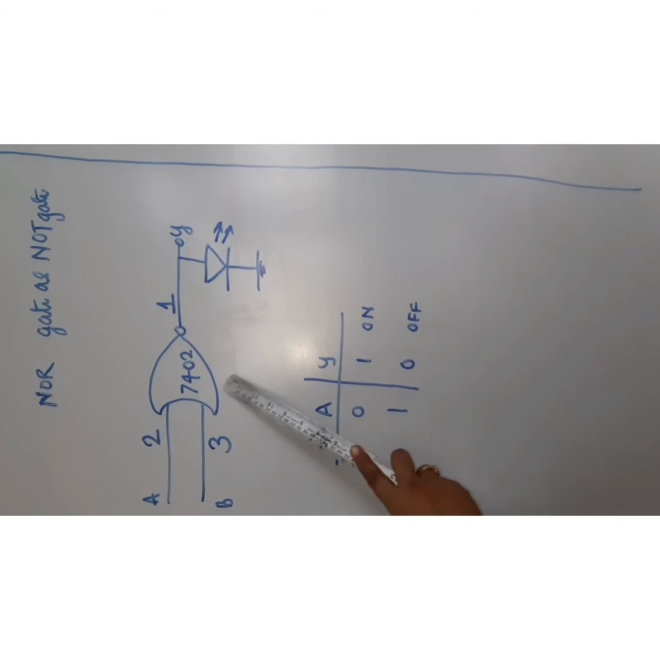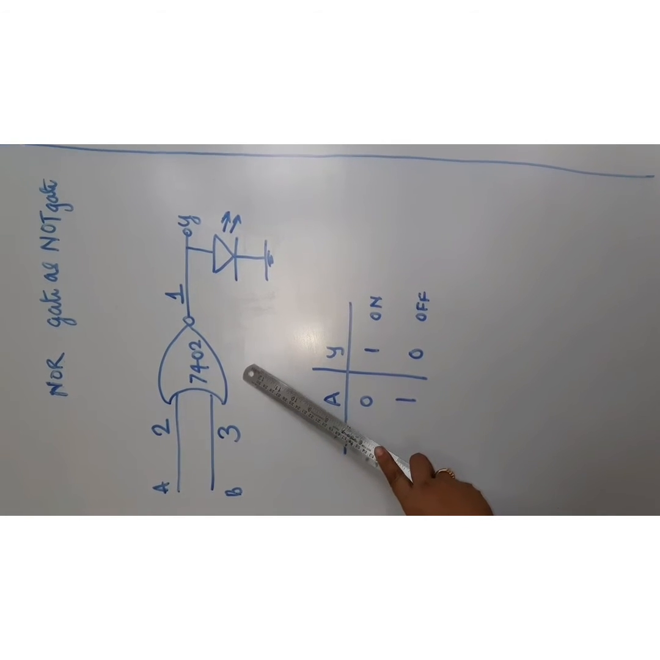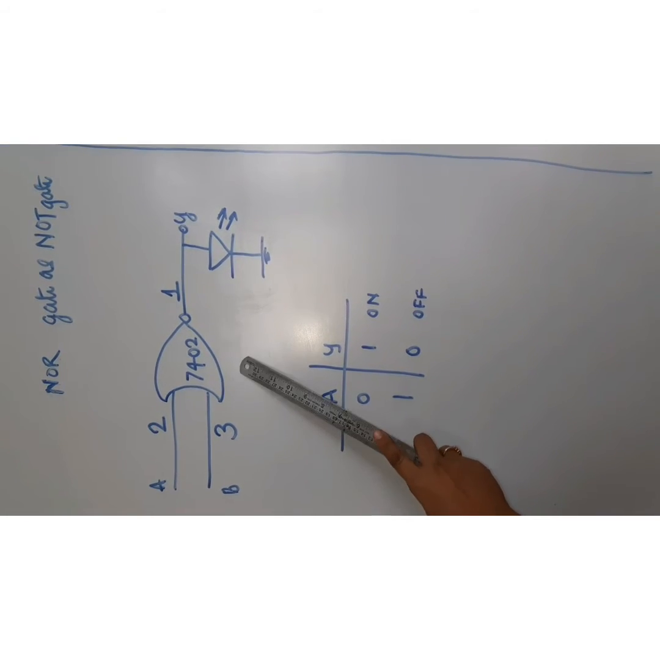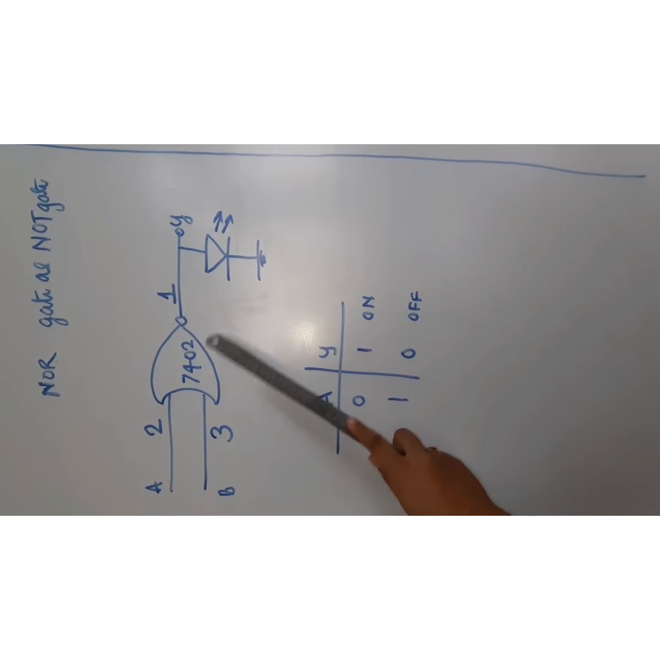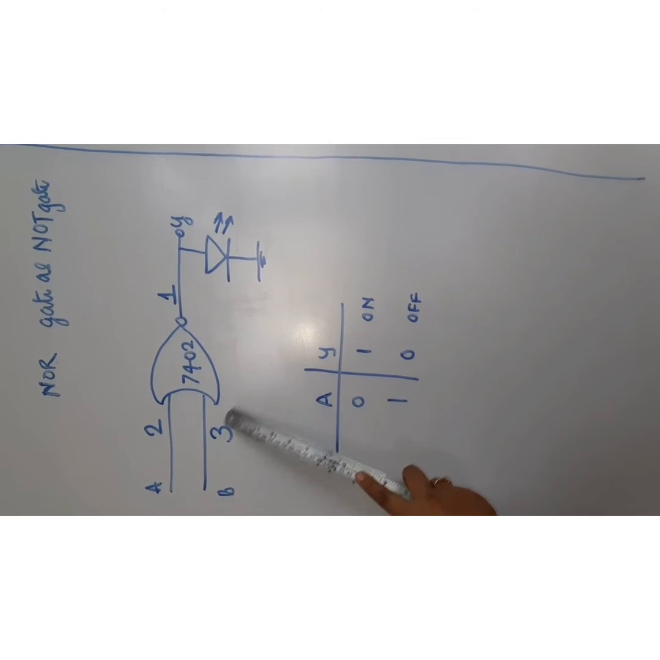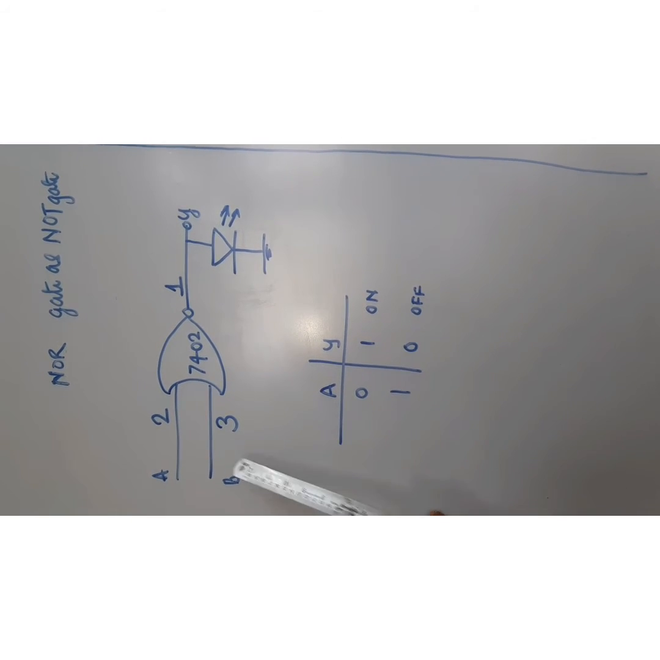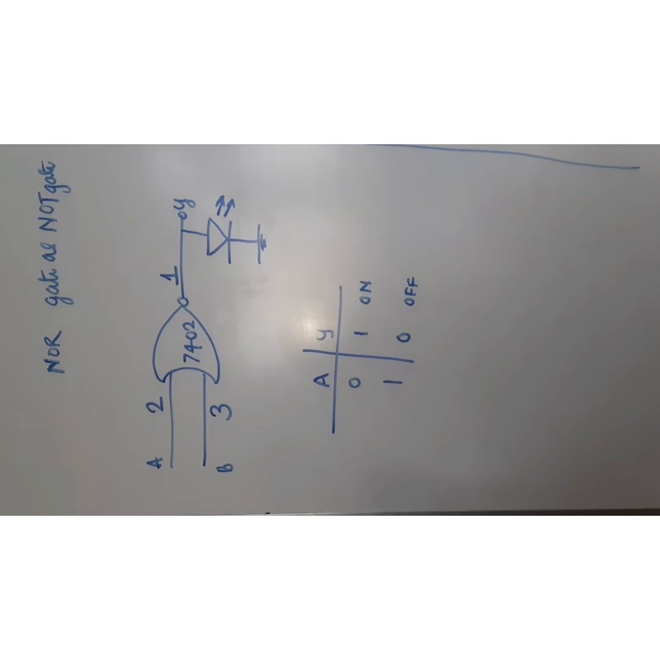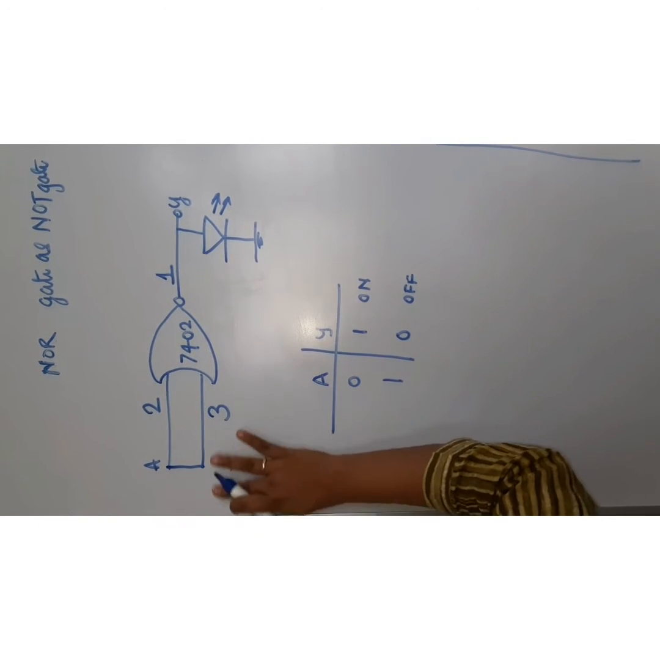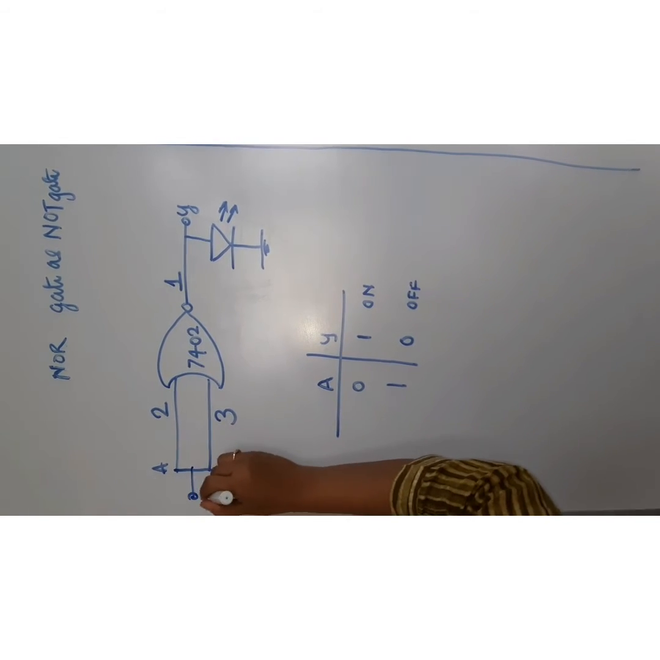This is the pin diagram of NOR gate as NOT gate. So here we are going to use NOR gate IC. We are going to construct NOR gate and the output will be of NOT gate. So here pin number 2 and 3 have to be shorted. So they have to be connected together to form a single input. So like this, and then it is your single input A.